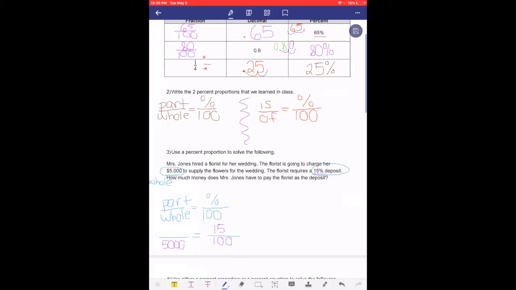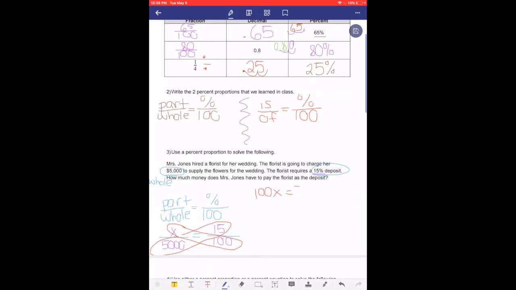So I don't know how much of that $5,000 that we need to pay for the deposit, so I'm going to label that as X. Remember, whatever we don't know, we make it a variable. Now I want to solve this by cross multiplying. So I'm going to cross multiply. X times 100 is 100x equals 5,000 times 15. Put 5,000 times 15 into your calculator.